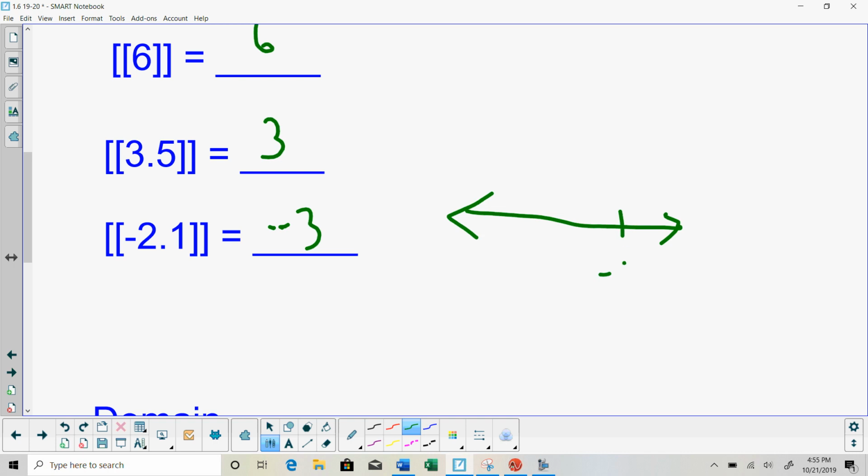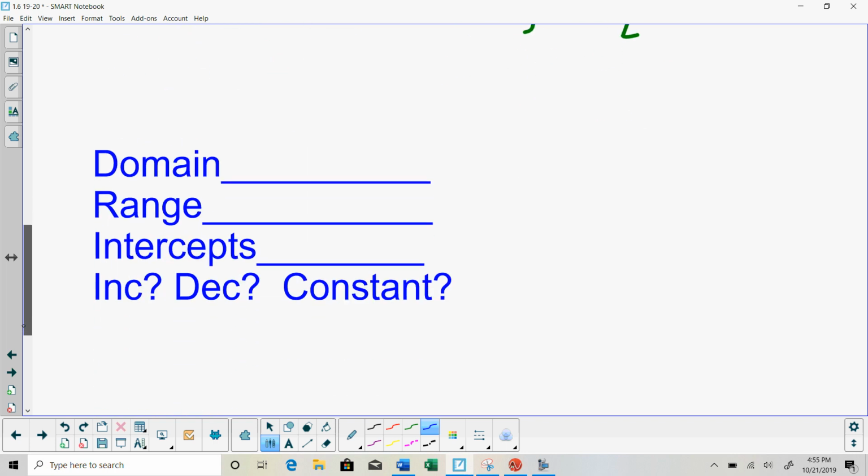That's the greatest integer less than or equal to negative 2.1. For example, if here's negative 2 on a number line, here's negative 3, and negative 2.1 is maybe right about here, we want the greatest integer that's less than or equal to negative 2.1. So we would have to actually go down to negative 3, because we don't want to go up to negative 2. That would be greater than negative 2.1.